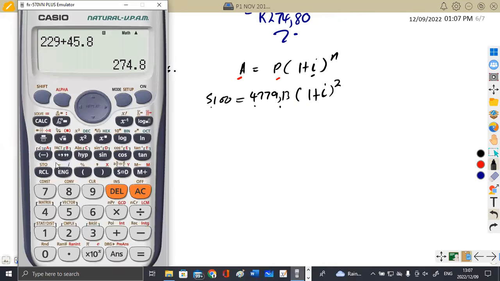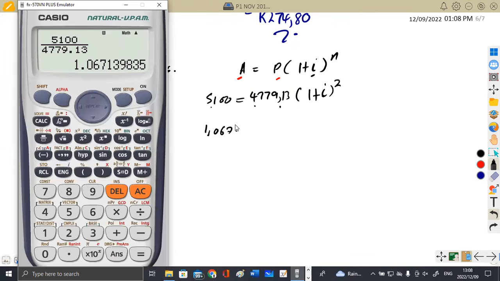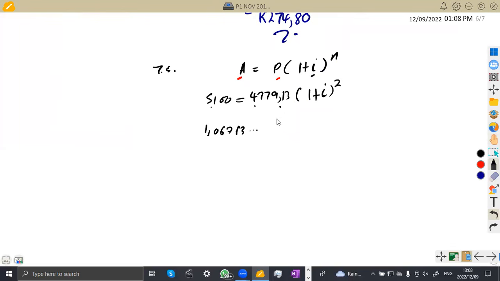So that means we are going to have 5100 divided by 4779.13. If we divide, we are going to obtain 1.06, and you write all these values to the last digit. For you guys, you're supposed to write everything: 1 plus i to the exponent of 2. So what can we do to remove the square? We introduce the square root.